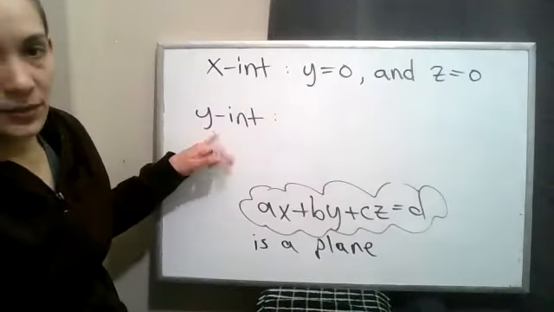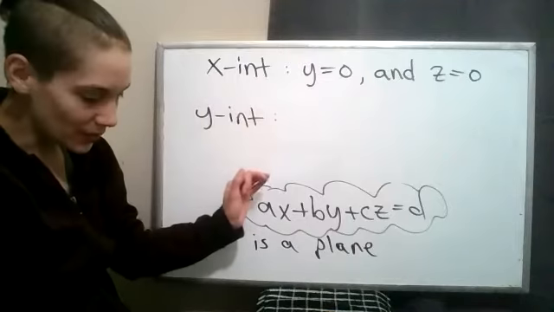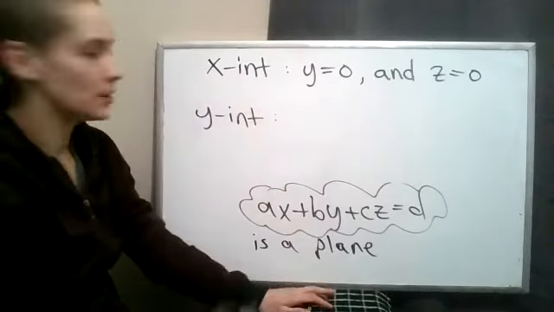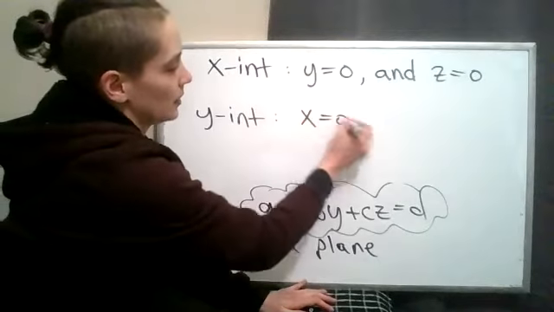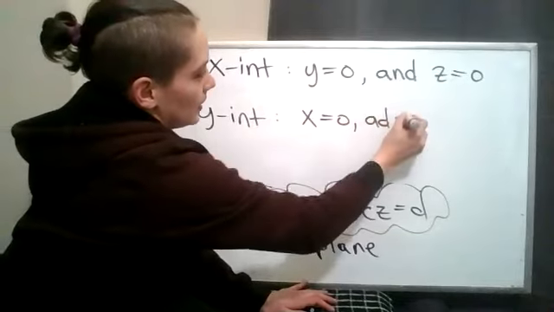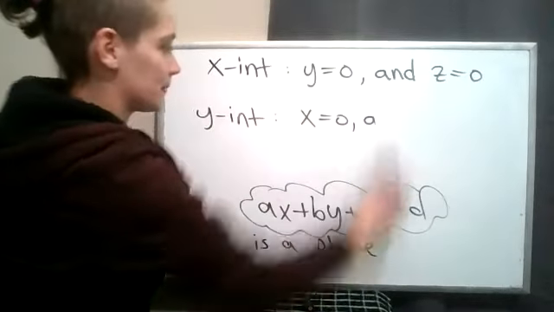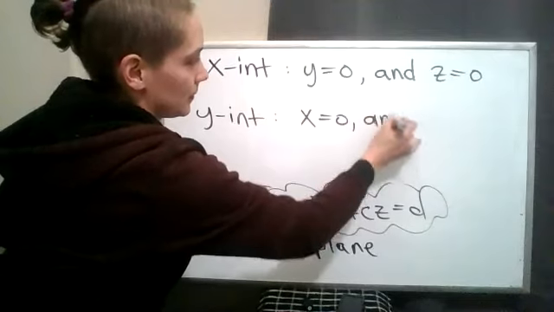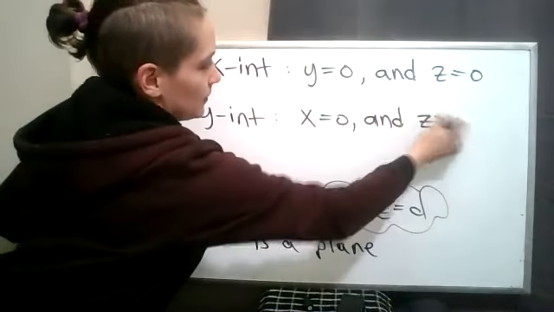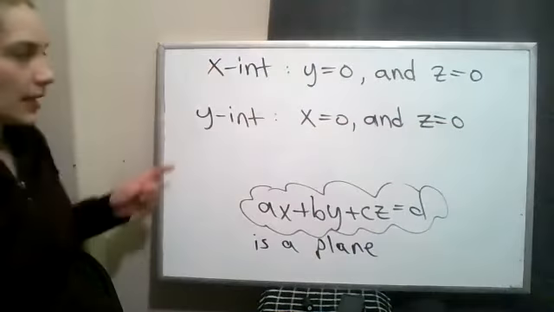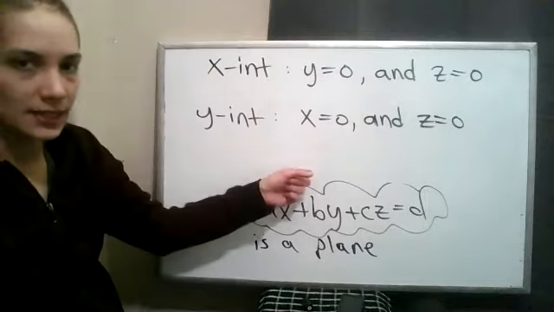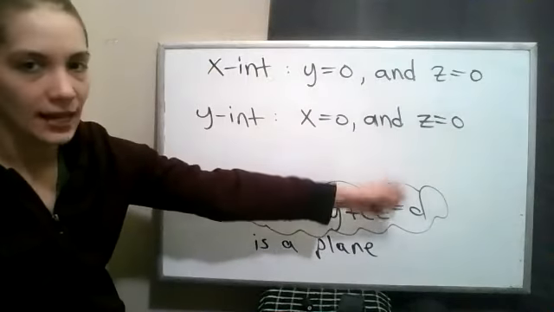For the y-intercept, the other variables are equal to 0. So we've got x equal to 0, z is 0. Last one, the z-intercept has x as 0 and y as 0.